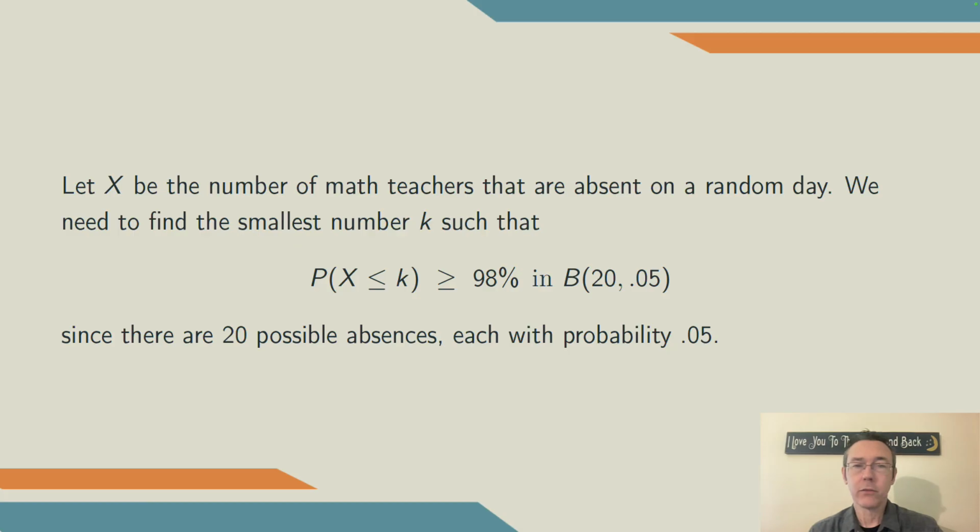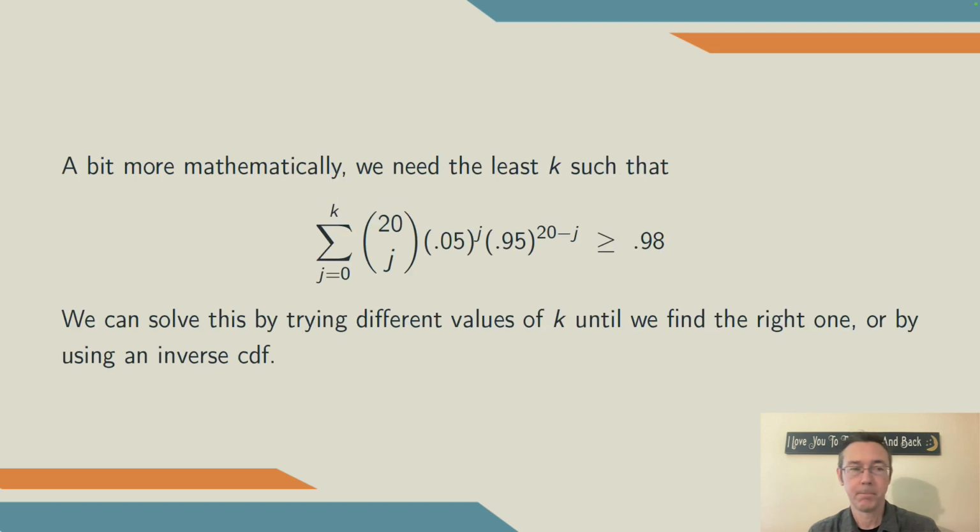We need to find the smallest number k such that the probability that the number of absences on the day is no more than k is at least 98%. So you can think about k as that pool size for the substitute teacher pool.